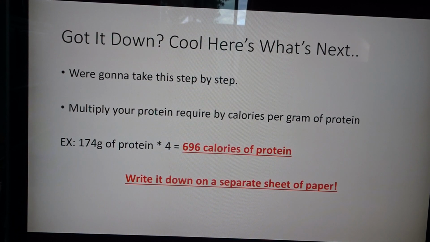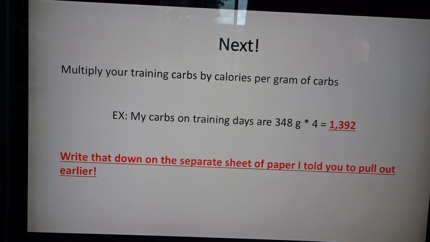Cool. Next, multiply your training carbs by calories per gram of carbs. Example, my carbs on training days are 348 grams times 4 equals 1,392 calories. Now I'm also gonna write that down on a separate sheet of paper.